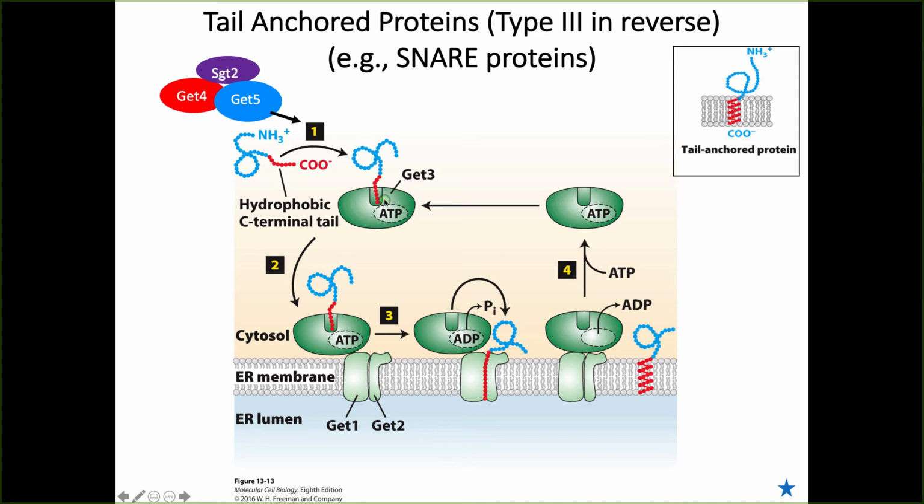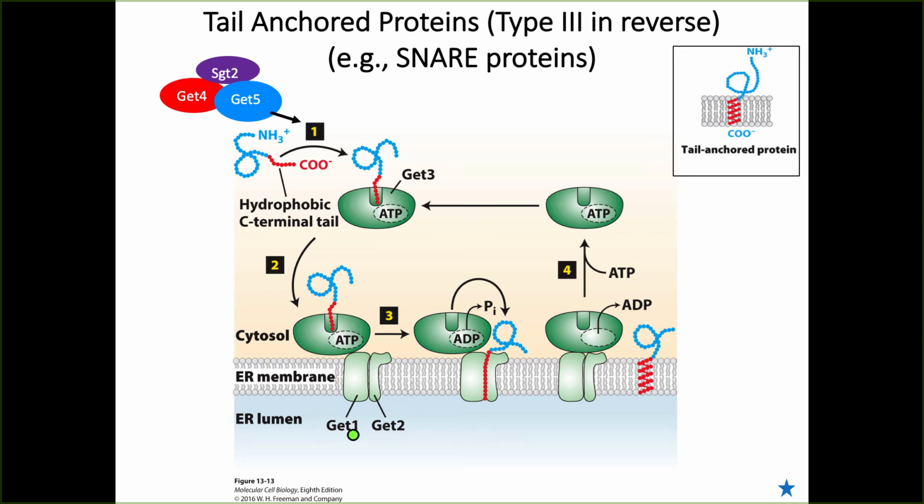Now, GET3 is like SRP, but this is not happening while the translation is being made. So GET3 now brings that protein and binds to its receptor, which is GET1 and GET2. And this GET1 and GET2 is not a translocon, because remember that the function of the translocon is to move the protein through the channel into the lumen.